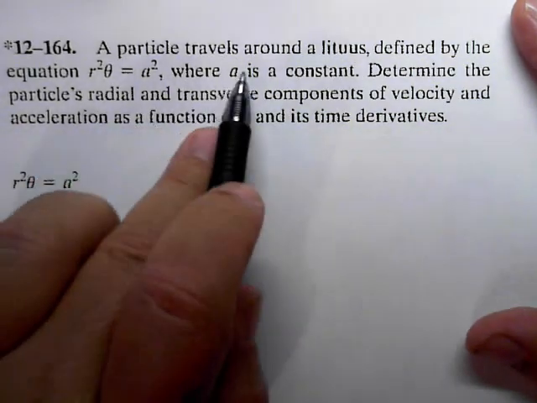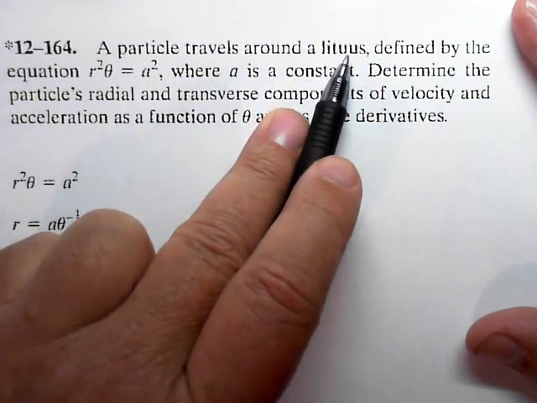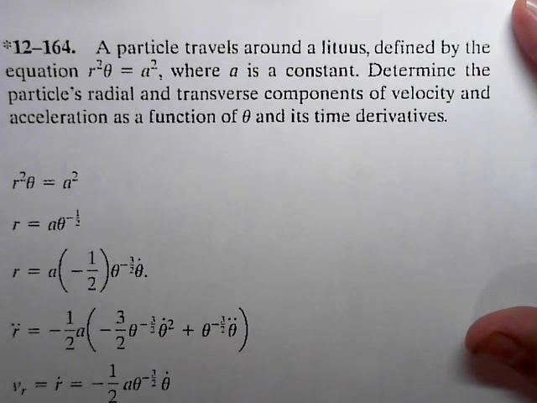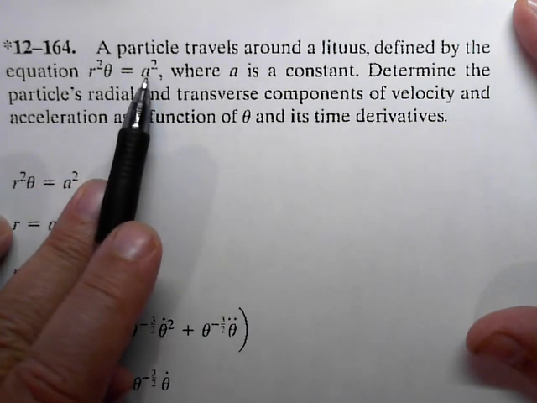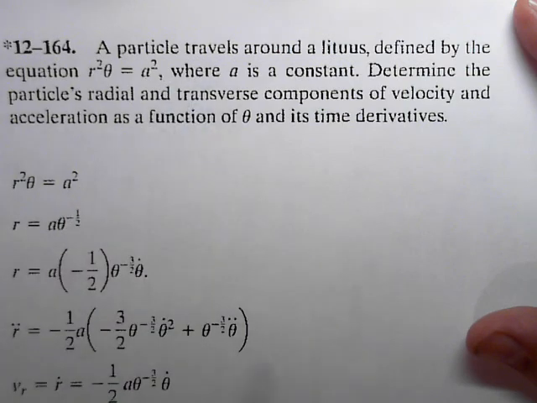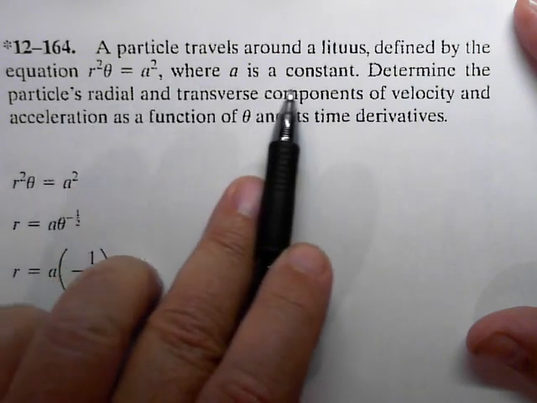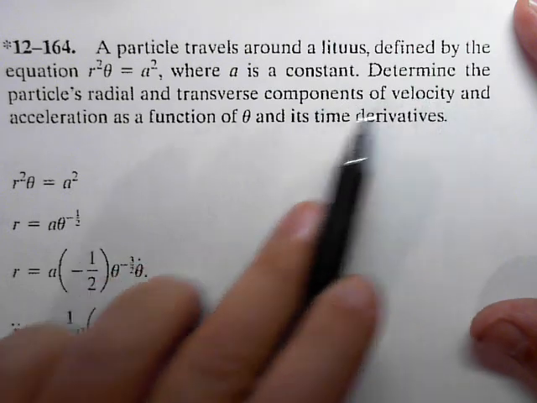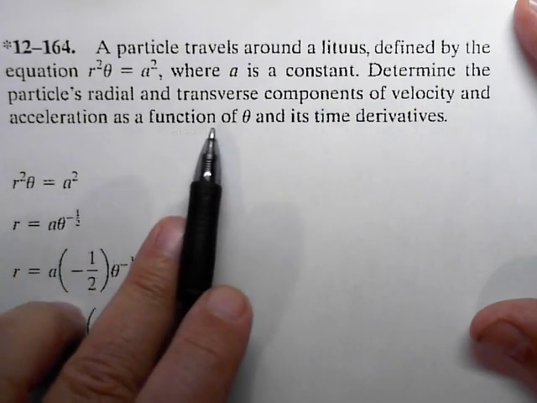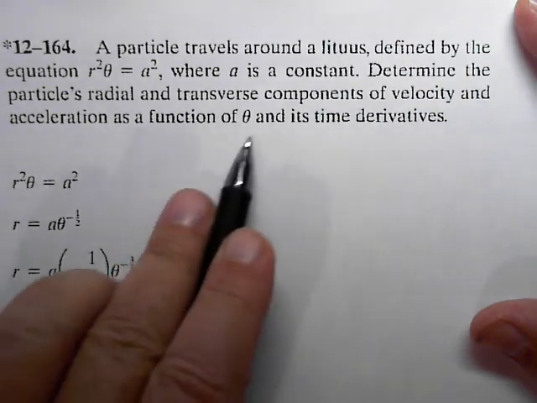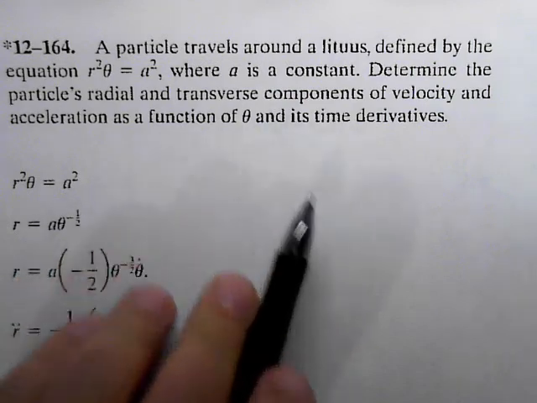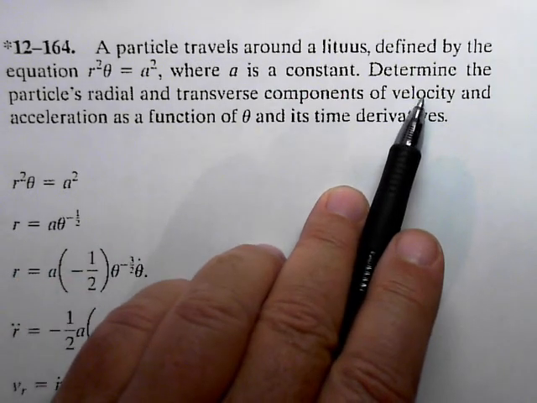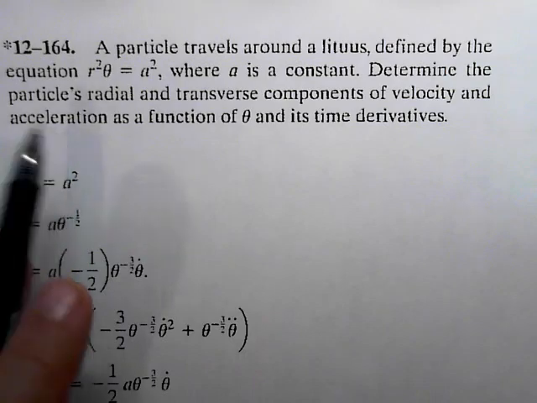So a particle travels around a lituus. I don't know that term, but apparently it's this particular shape. It might be interesting to go find that shape. It's defined by the equation r squared theta equals a squared, so that's the path shape where a is a constant. Determine the particle's radial and transverse components of velocity and acceleration as a function of theta and its time derivatives. Now what this means is we'll pretend that theta and the time derivatives are known. We're asked for the two components of velocity and the two components of acceleration.